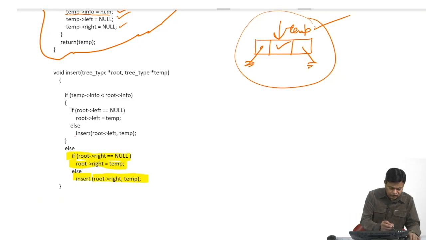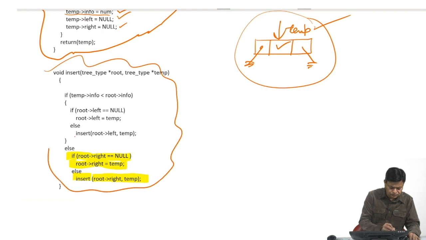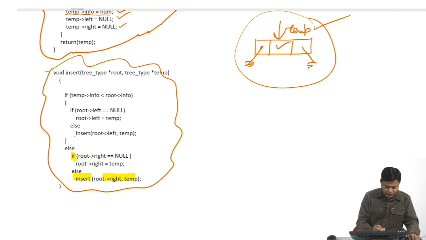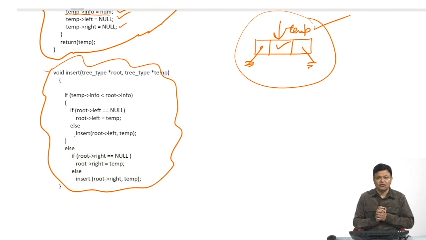Now, let us see what the insert function will do. This is our insert function. In the insert function, what are we passing? We are passing the value of root, that is the address of the binary search tree, and the value of temp, that is the address of the new node. Then we are comparing temp arrow info, that is the number which we want to insert, with the number at the root, root info.